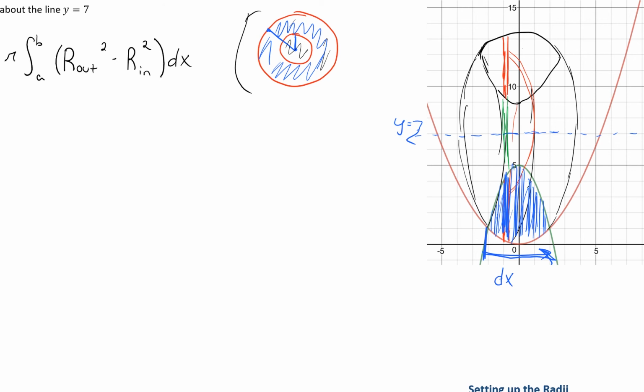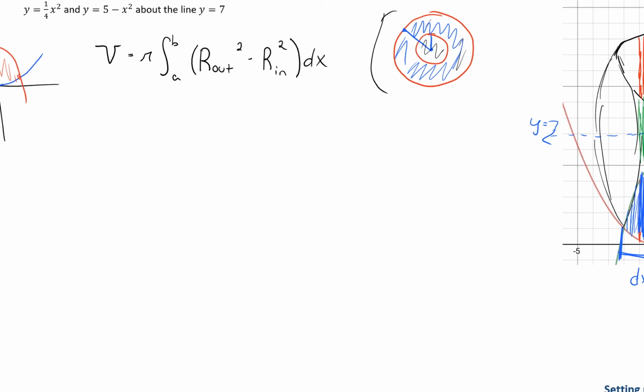If I was rotating about, for example, the line x equals 5, that's a vertical line, which means the integral is going to have dy, and I need to get all my functions in terms of y. So it'd be like x equals y squared or something like that. But I have a horizontal axis of rotation, so I'm going dx.